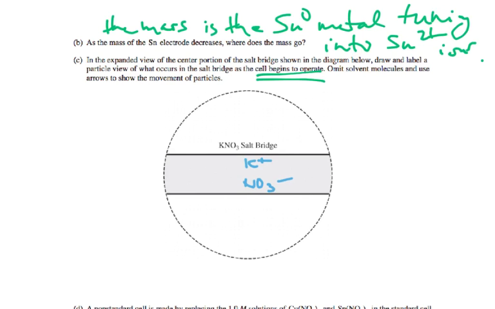Now there's a couple ways that you could do this, and one is you always remember that anions go to the anode and cations go to the cathode. So you say, okay, anions and cations.